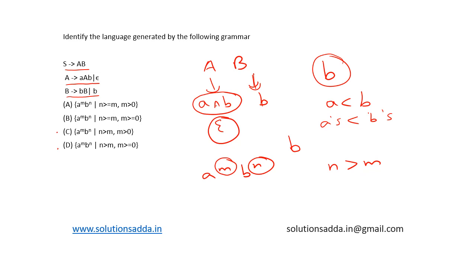Now the next condition is m greater than 0 or m greater than or equal to 0. Here m can be equal to 0 also, because this grammar can generate b only. So to generate b, it should be a power 0, b power 1. So m can be greater than or equal to 0. So based on the conditions, option D is the correct answer: a power m, b power n, where n is greater than m and m is greater than or equal to 0. This is the language generated by the above grammar.